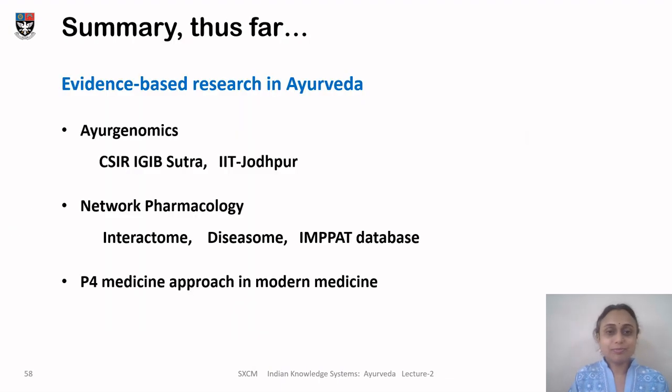So far in our lecture, we have looked at evidence-based research that is undertaken in the discipline of Ayurveda through Ayurgenomics being conducted at various institutes throughout India. We looked at network pharmacology, interactome, diseasome, and the IMPACT database that stores all the information required to create these network pharmacology maps or interactomes. And we ended this section by discussing P4 personalized medication, which is the holistic approach that modern medicine is moving towards today.